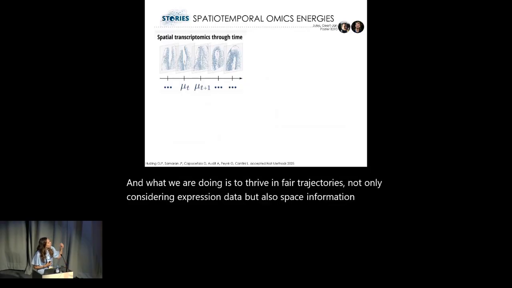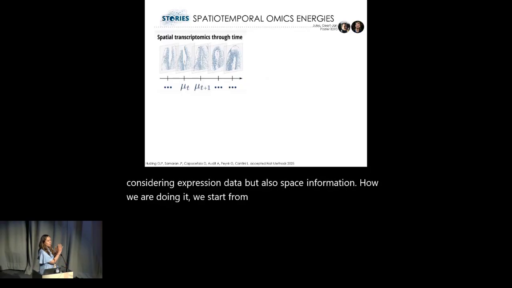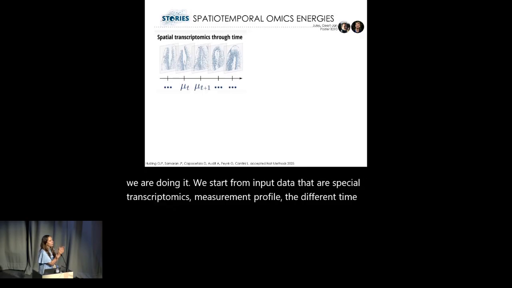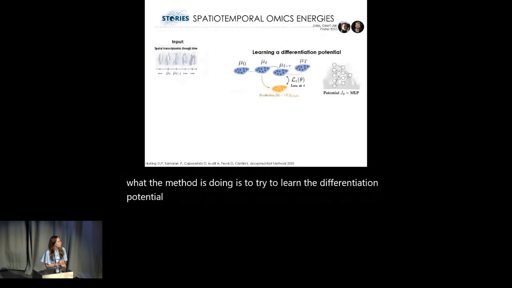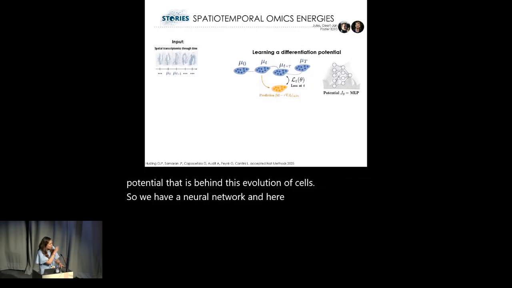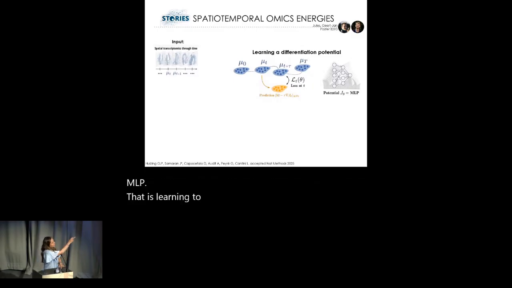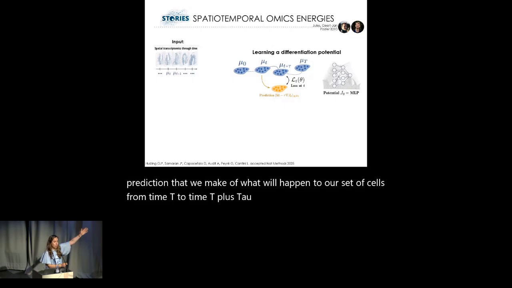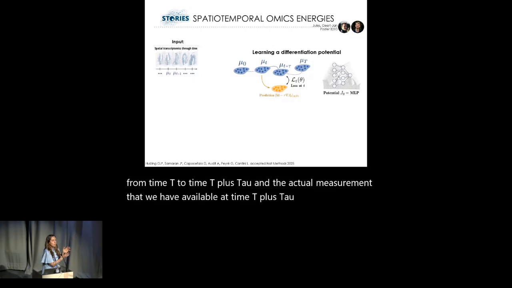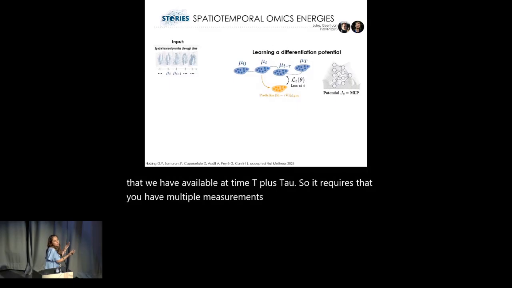How are we doing it? We start from input data that are spatial transcriptomics measurements profiled at different time points, for example, different phases of an embryo development. And what the method is doing is to try to learn the differentiation potential that is behind this evolution of cells. So we have a neural network, and here it's a simple one, an MLP, that is learning to minimize the difference between the prediction that we make of what will happen to our set of cells from time t to time t plus tau, and the actual measurement that we have available at time t plus tau.